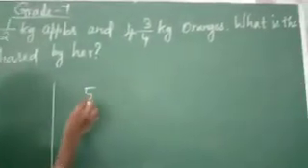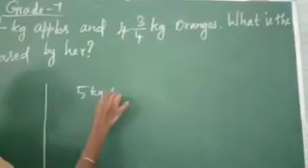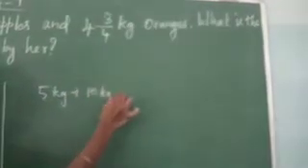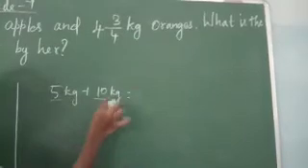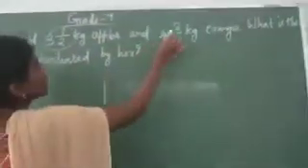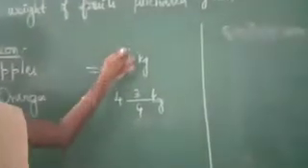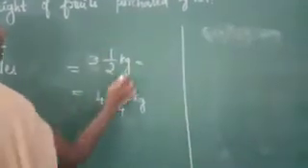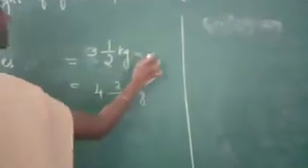Suppose it is in whole numbers, say 5 kg of apples and 10 kg of oranges, then for the total you simply add 5 and 10 and your answer will be 15 kg. Now here it is in the mixed fraction. If it is in the mixed fraction, first you have to convert the mixed fraction into an improper fraction. So see here, first write down the apples. Apples purchased by her is 3 1/2 kilograms. So first you convert this mixed fraction into an improper fraction.